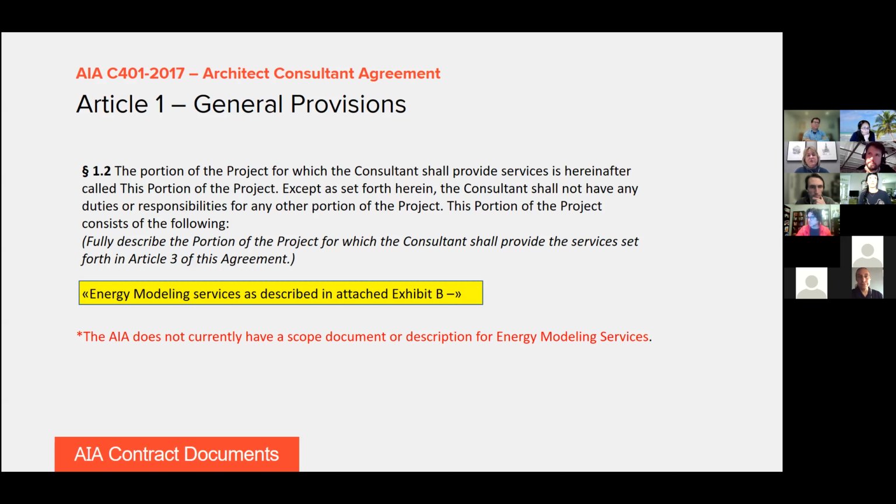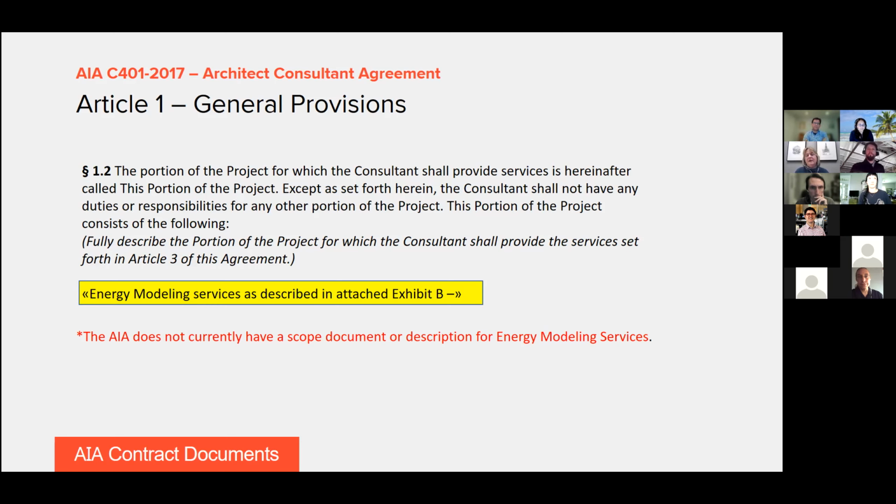And typically you could type it in here to the contract, but I think the services are probably complex enough that you would be attaching an exhibit to a C401 and outlining the services that you would be providing. Now, I will qualify here the note there in red. The AIA does not currently have a scope document or a written out description for energy modeling services.